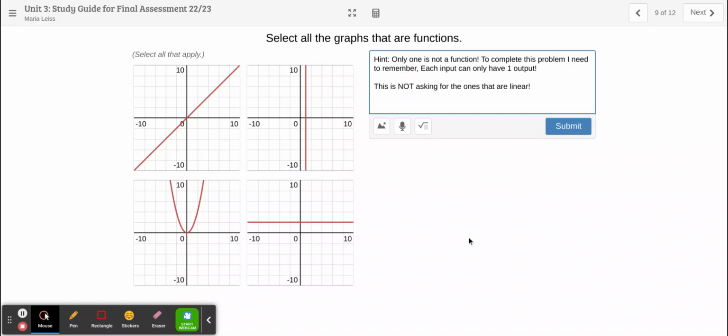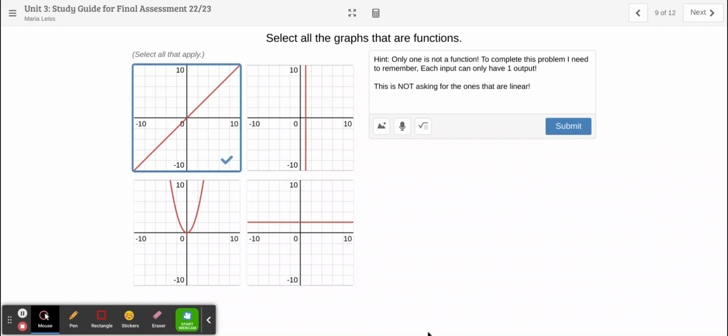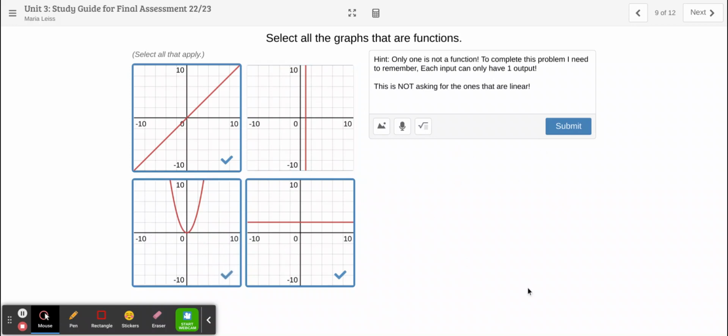All right, so here's what you're going to do. There are going to be 3 that are correct, 1 that is not. The inputs are the x's. This one is a function. This one is a function. If people get it wrong, it's because they picked the wrong one of these. This is nonlinear, but that does not mean it's not a function. This is the correct answer.